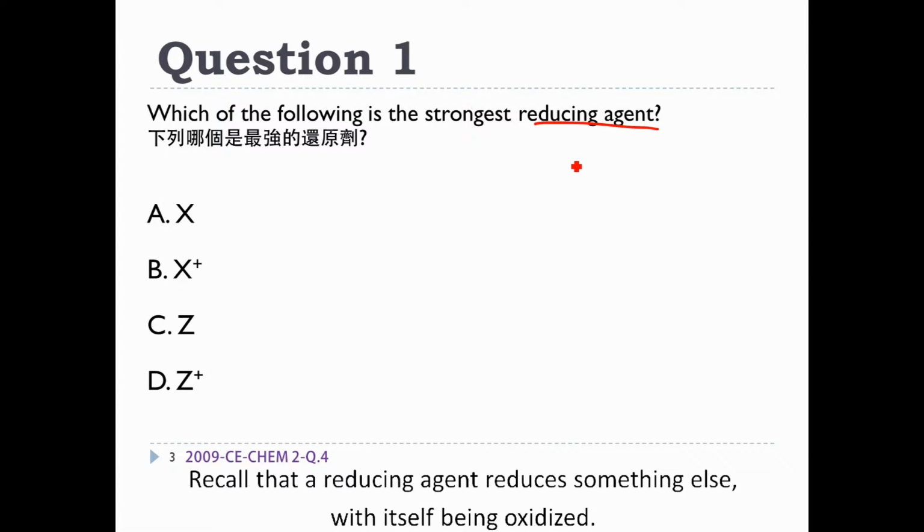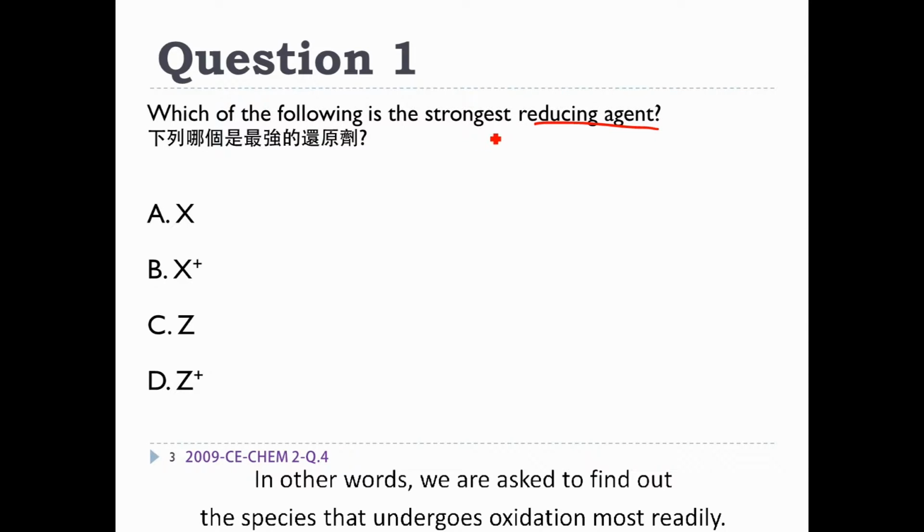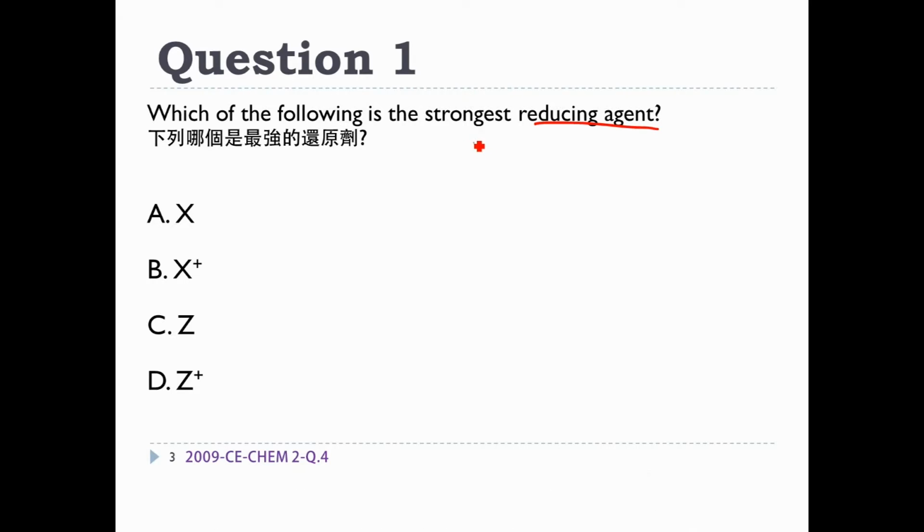Recall that a reducing agent reduces something else, with itself being oxidized. So a reducing agent is oxidized. In other words, we are asked to find out the species that undergoes oxidation most readily.